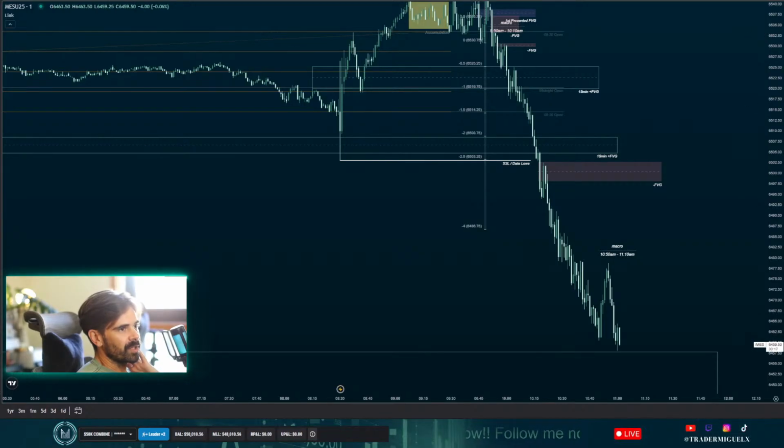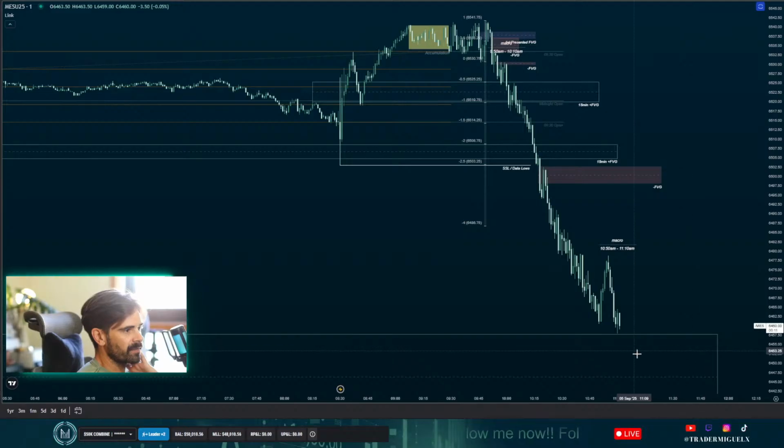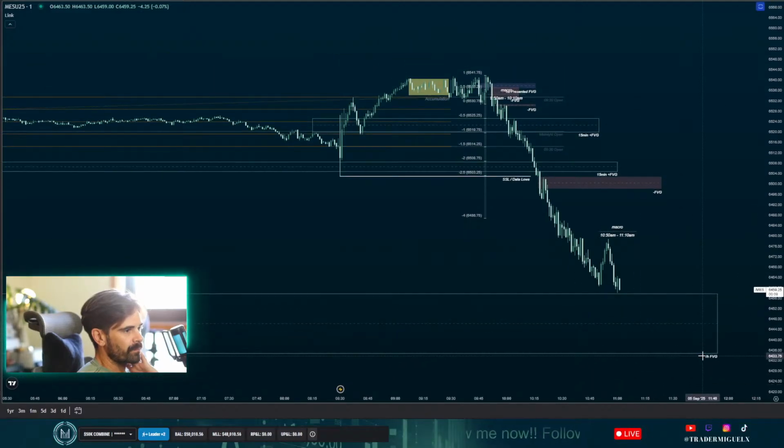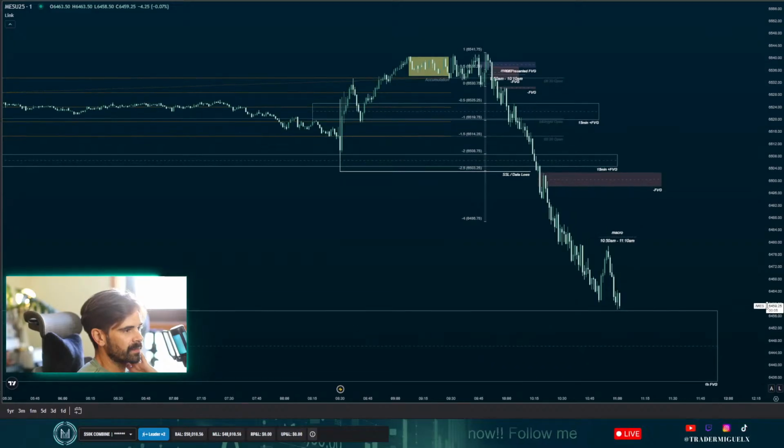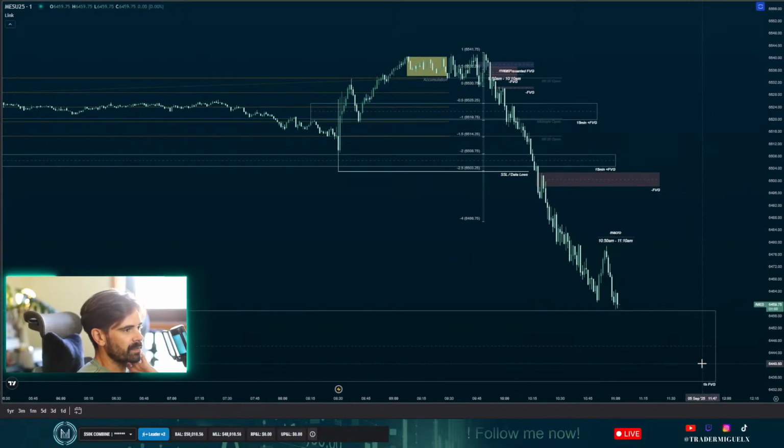So price keeps falling. Price keeps falling here. We still have to reach for the 1 hour fair value gap, and we might eventually react to it.